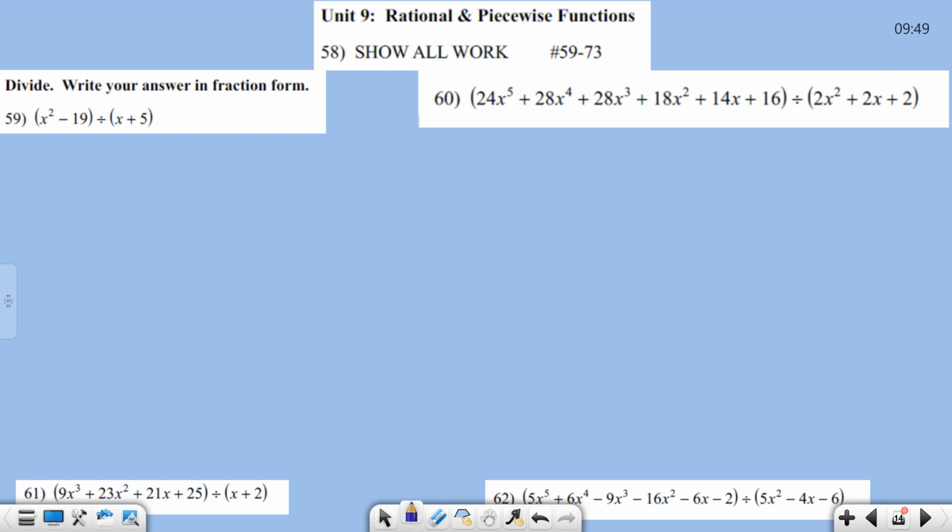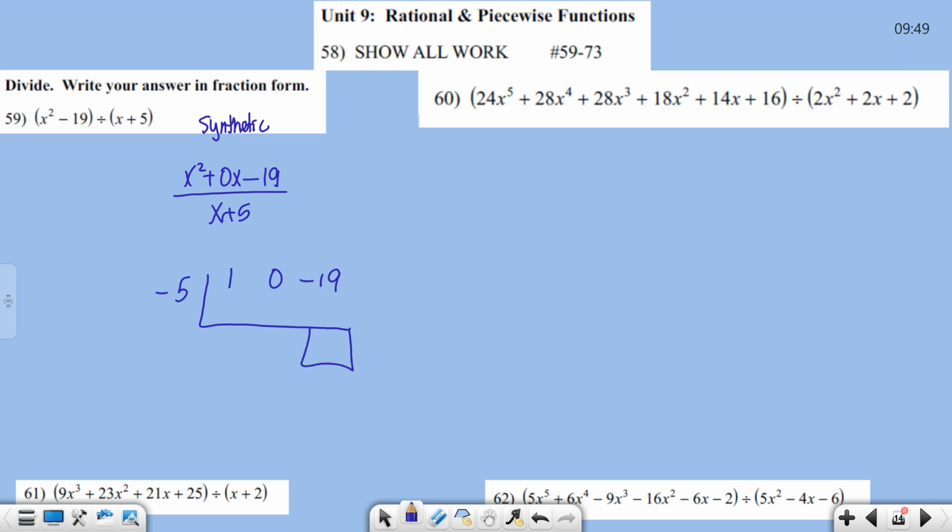So synthetic division, long division, just be careful. Number 59, we can definitely do synthetic on it, but it's missing a term. So you have x squared plus 0x minus 19 being divided by your x plus 5. Pop out your negative 5 on the outside, 1, 0, negative 19. Remember, whatever that last number is the remainder, and that's got to be over top of whatever you divided by when you finish it, okay? Those are pretty easy to check.